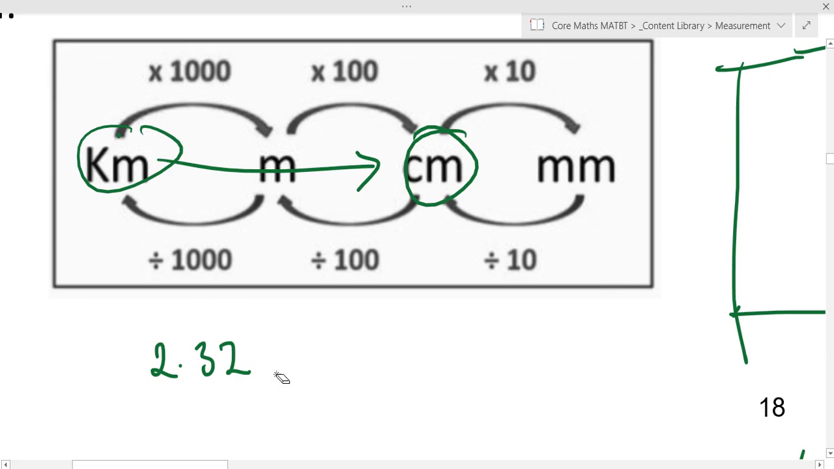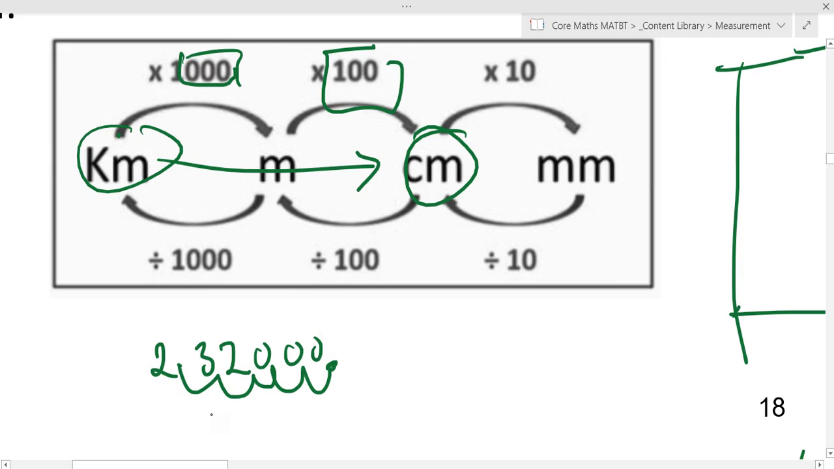Whenever you times by 1,000, all I'm doing is moving the decimal point by the number of zeros. So there's 3 zeros: 1, 2, 3. And then next you're timesing by 100. So 1, 2. There's your decimal point. And there should be a bunch of zeros in between each of those loopy things.